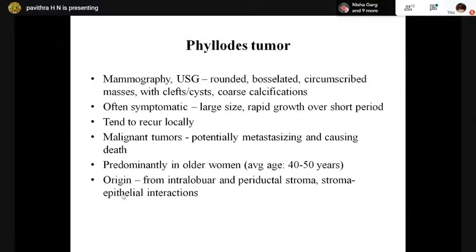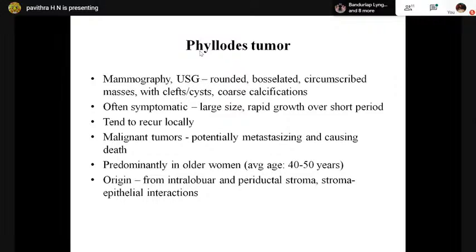And Phyllodes tumor on ultrasound or mammography are rounded, bosselated, circumscribed masses with clefts or cysts, and coarse calcification can be seen. Patients actually present with a history of rapid growth in size in a short period, and even if they have been excised earlier, there may be a history of local recurrence.